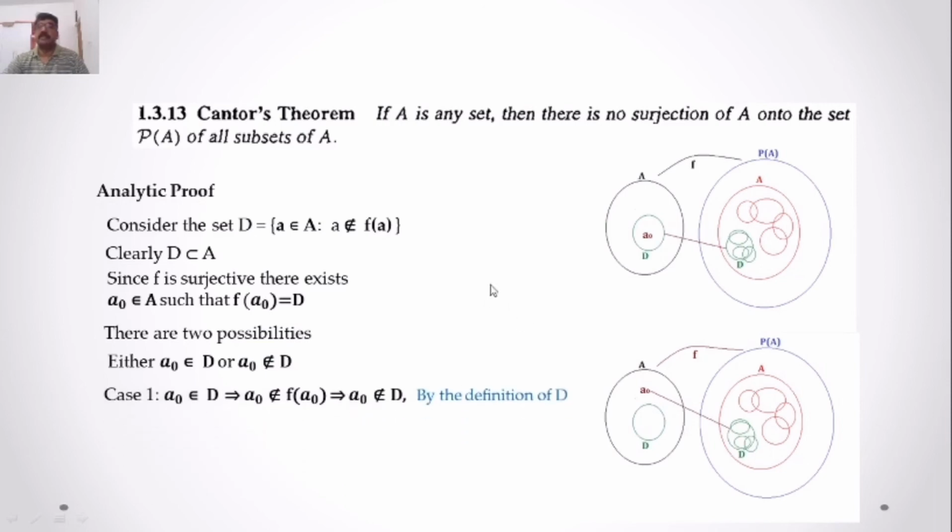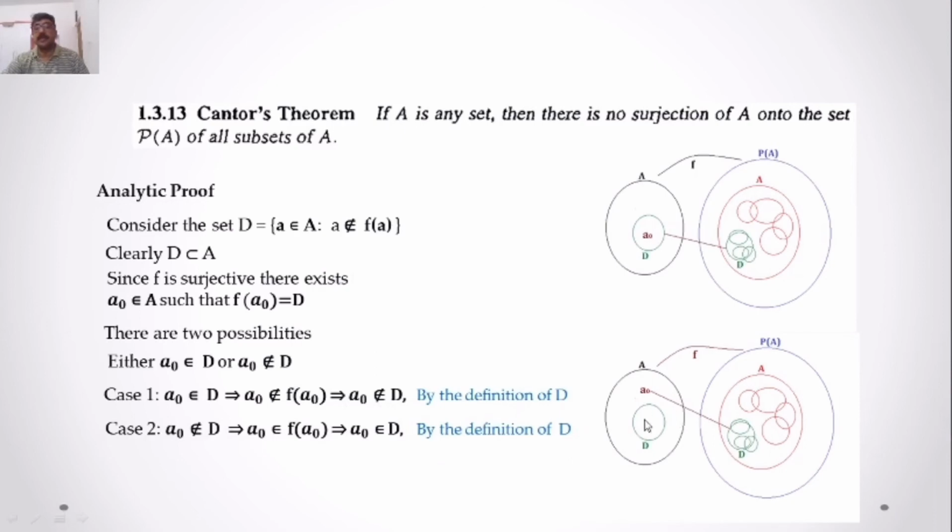Now let us take the case a naught in D. If a naught is in D, what is the meaning of that? What is the definition of D? All a in A for which a is not in f(a). So if a naught is in D means a naught is not in f(a naught). f(a naught) is D. That means a naught is not in D. So you are getting a naught in D implies a naught is not in D. It is a contradiction.